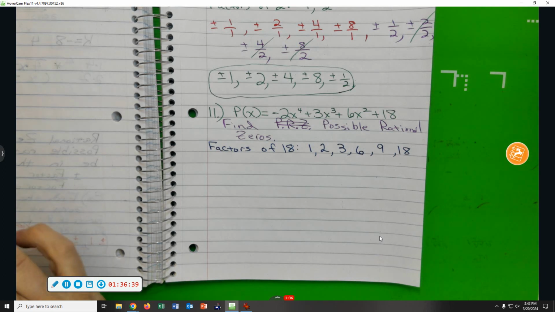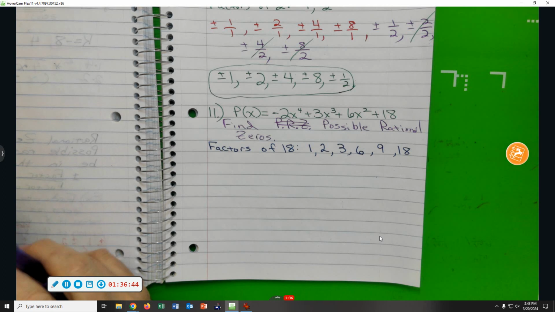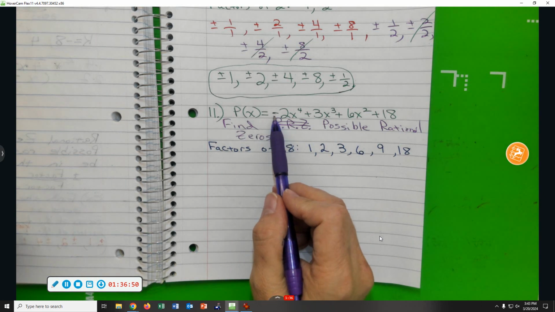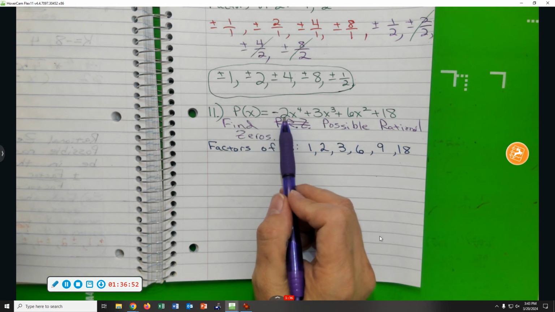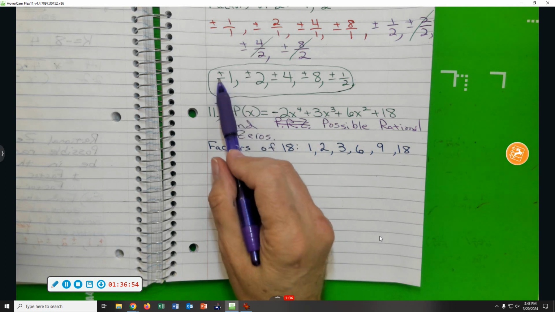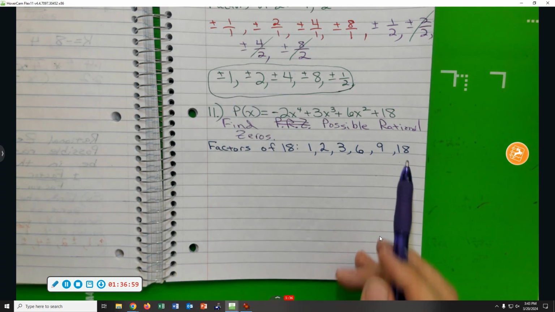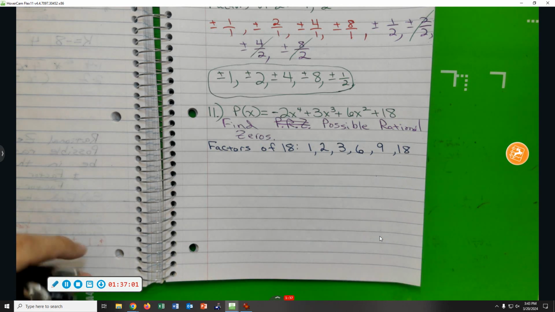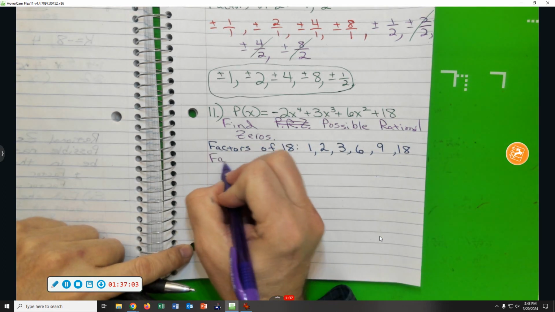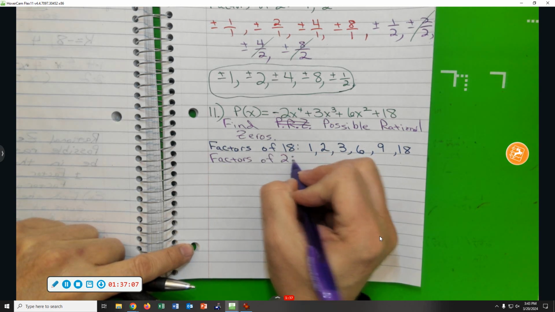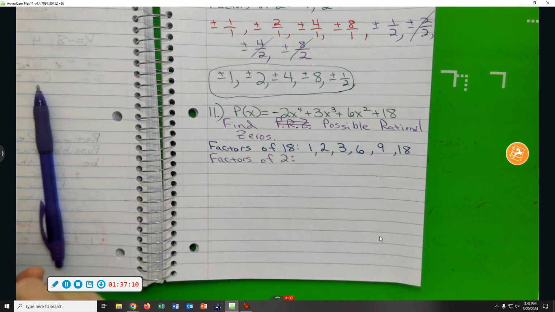And now we need... Tony's already jumped to the punchline. What's the leading coefficient? 2. Good. You see, you don't mess with that negative there. Only the number part. Because the plus minuses take care of negative 1 times positive 2 and positive 1 times negative 2. All you need are the factors of 2.